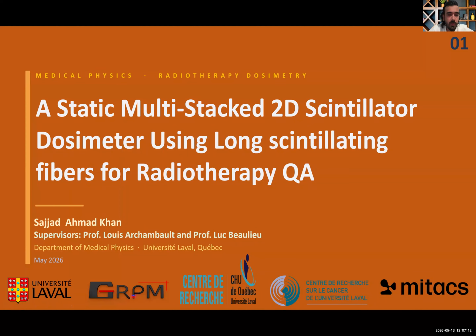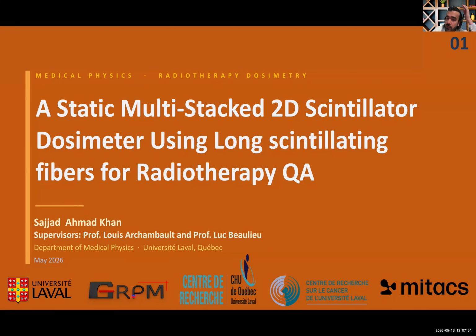Okay. So first of all, thanks to the COMP R&D discovery for giving me the opportunity to present in front of this crowd of young researchers and the medical physics group. Today I will walk you through my project, which is a static multi-stack 2D scintillator dosimeter using scintillating fibers for radiotherapy QA. It is a new kind of detector for radiotherapy quality assurance based on plastic scintillating fibers.